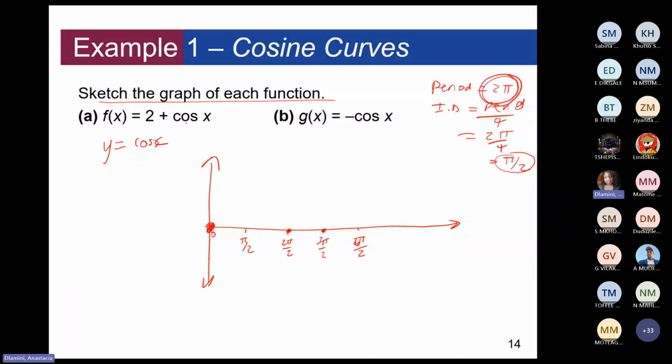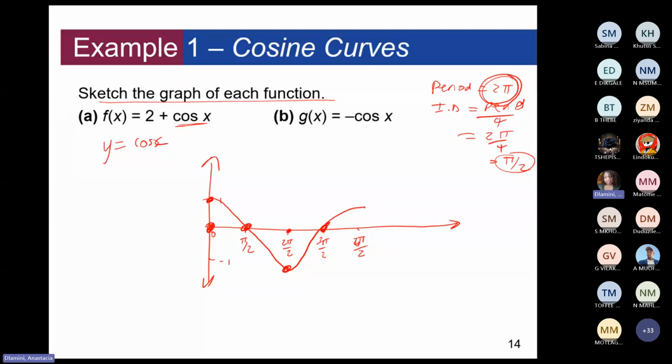Now, because we know cos starts from 1, right? We know cos starts from 1, comes to 0, goes to -1, goes to 0, and goes to 1. So this is your function graph. Are we all together? Now, because we know this is 2 pi, let me write 2 pi.